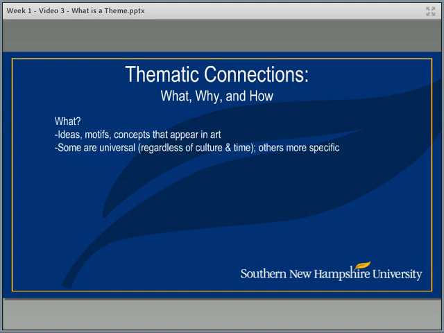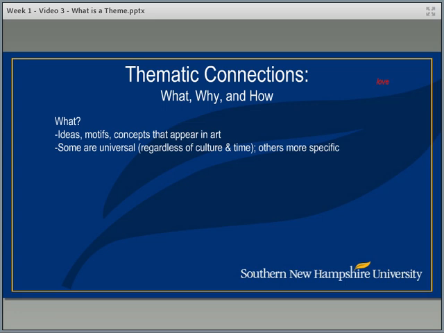So the what, when we say what is a theme or a thematic connection, a theme itself is basically a larger idea, a motif, or a concept that might appear again and again in art or works of artistic expression. Some of these themes are universal, meaning that they are present from culture to culture, from place to place, from time period to time period. We see them again and again throughout history. And others might be more specific to a particular time period.